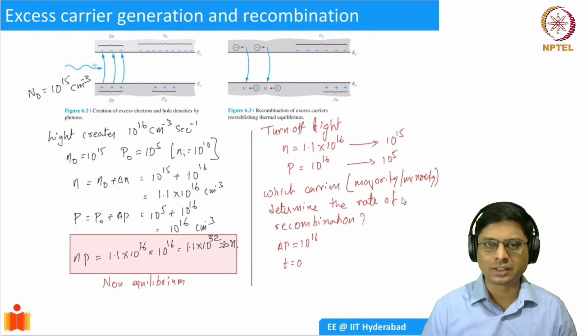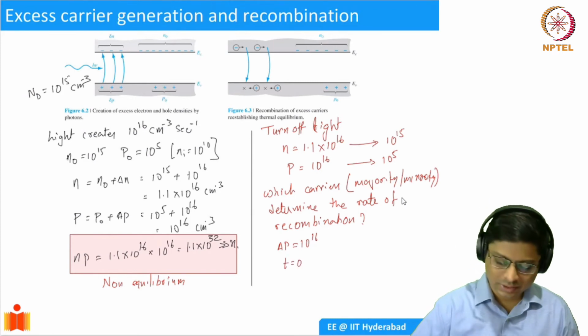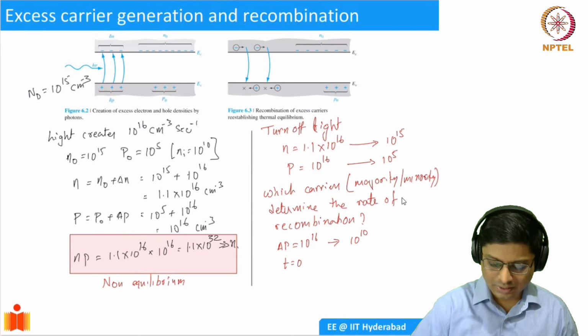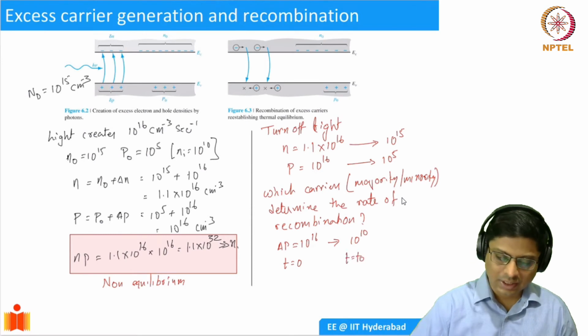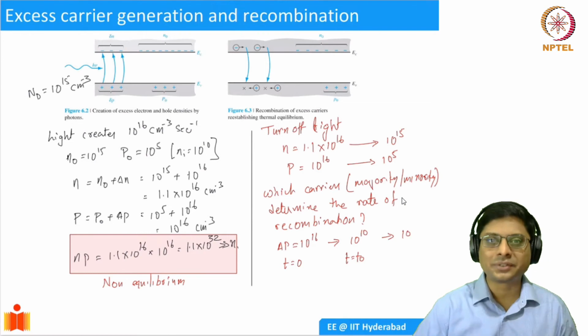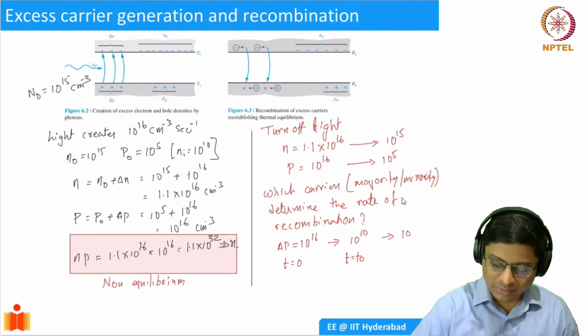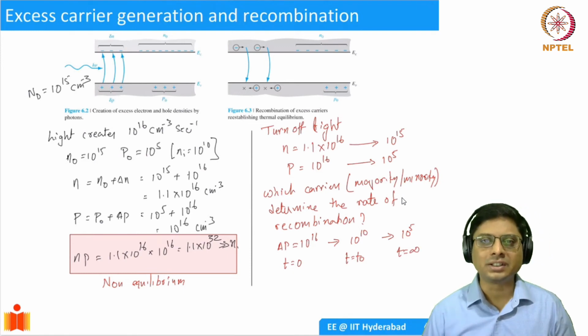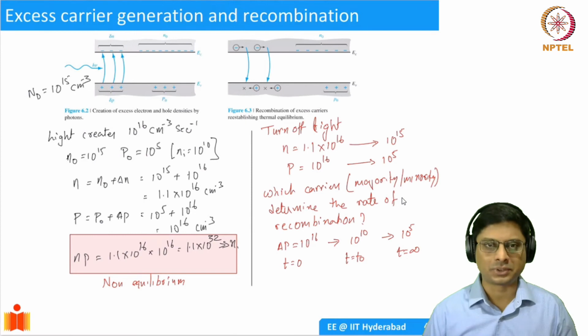Okay, you started out with that. After a certain time t naught, it might have become 10 to the power, let's say, 10. Then after a very long time, we will define what this very long time is, it's going to become 10 to the power 5. Let's say this is t equal to infinity, just as an example. It's not really infinity. We'll see some examples.